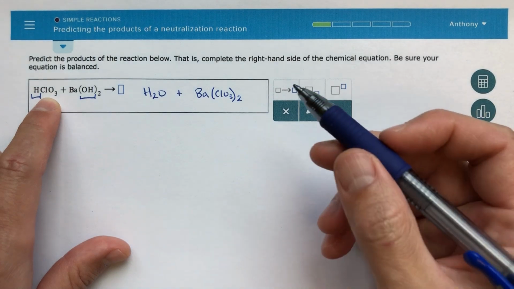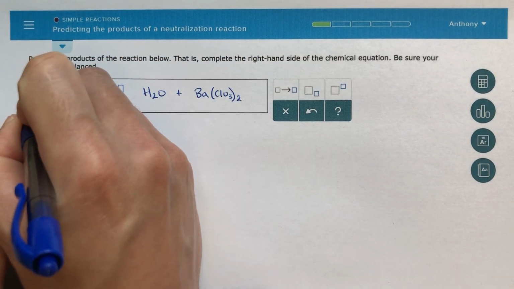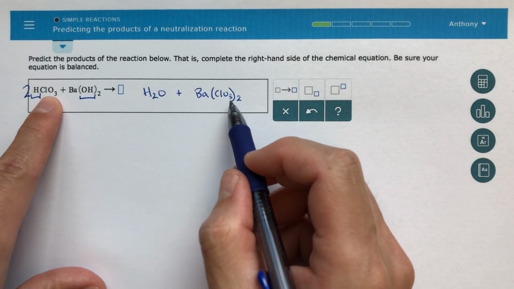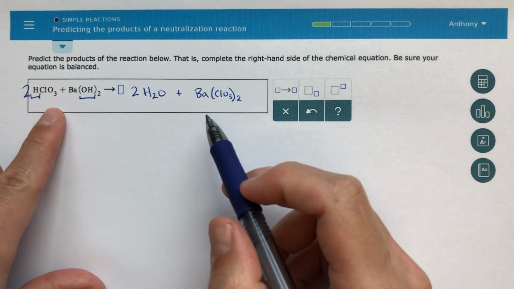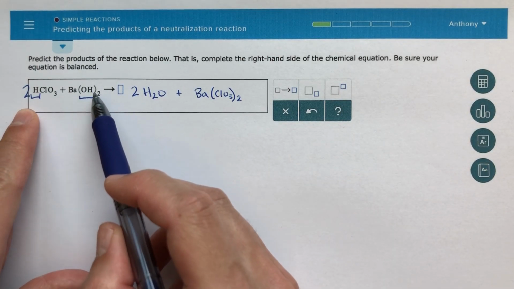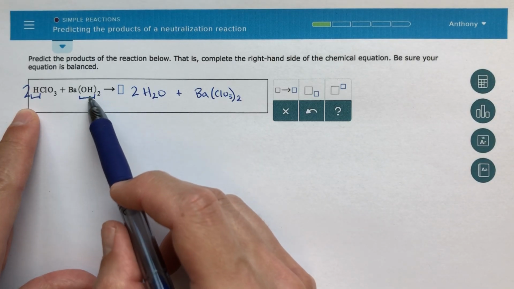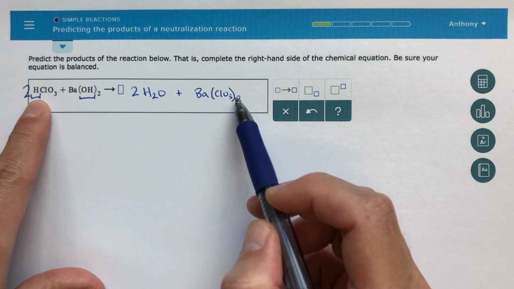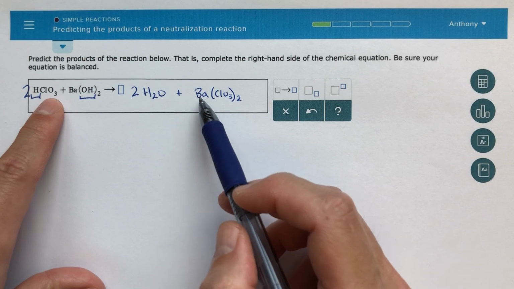And now I need to go through and balance this chemical reaction. I know that I'm going to have a 2 here in front of the HClO3 because I need two of these ClO3 pieces. And then that means I'm going to end up forming two of these water molecules. So my overall balanced chemical reaction is going to be 2 HClO3 plus barium OH2 goes to 2 water molecules. Again, I've got 2 of these OH minuses reacting with 2 of these H pluses, plus barium ClO3 with a little 2 here because I've got 2 of those pieces to match up with that barium.